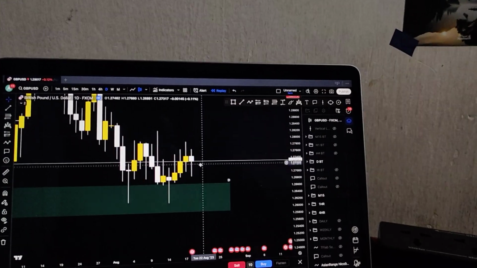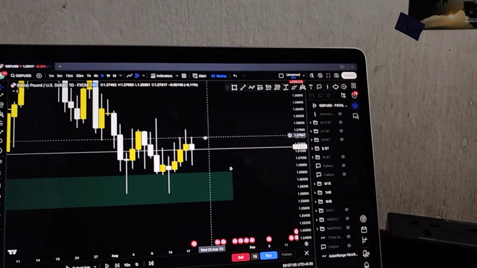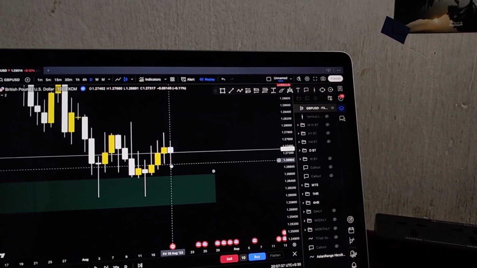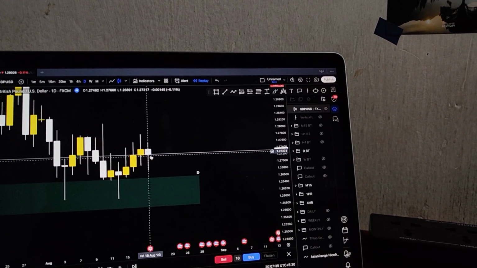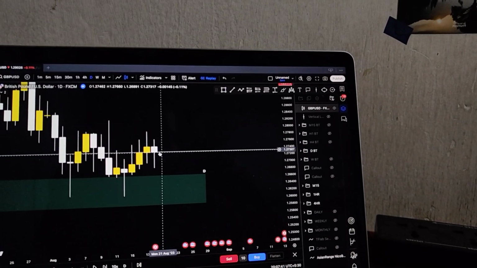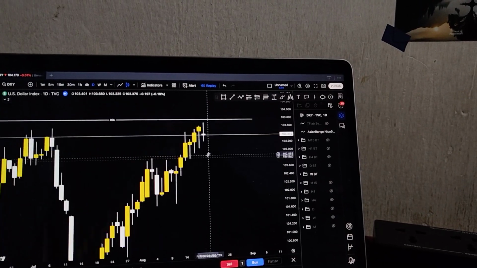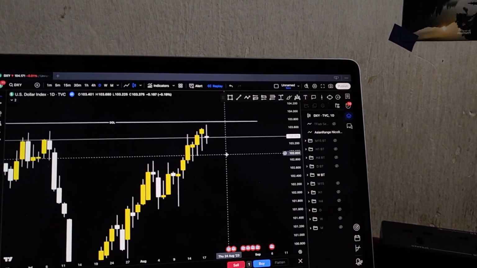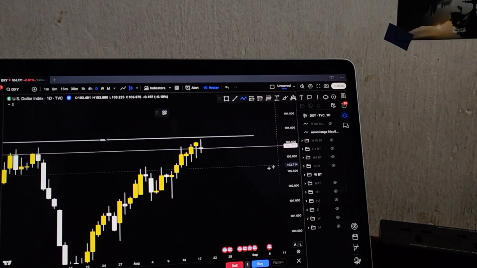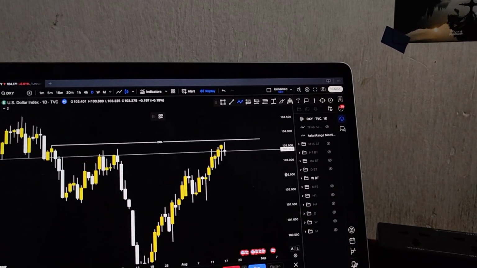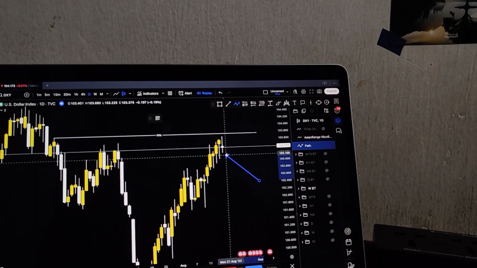Still we managed to catch many beautiful trades here, but it was a doji week. And Friday it was a kind of bullish candle, but not a bullish candle. So for getting our bias, we go to the GBP USD. GBP USD is clearly showing the daily time frame may be bullish, and it's aligning with DXY.